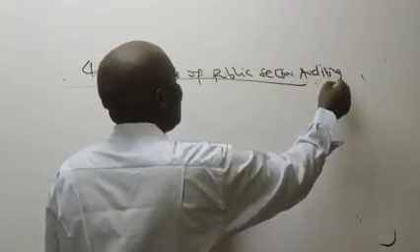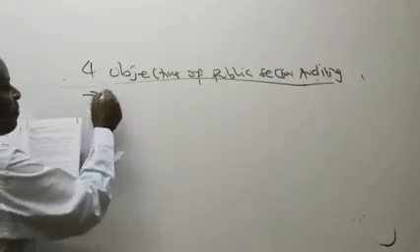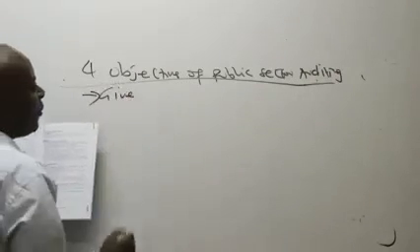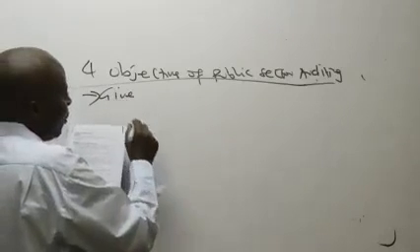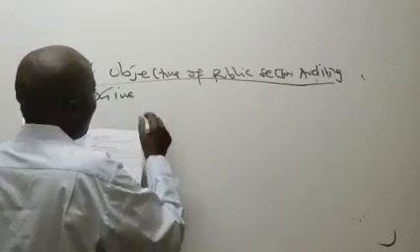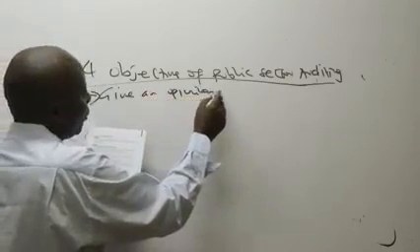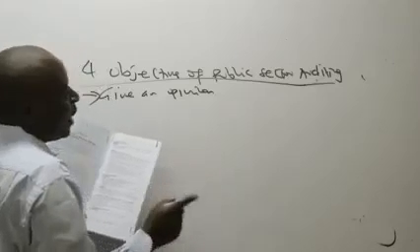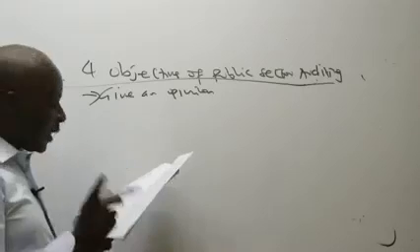So the first objective, ladies and gentlemen, of course, is to give an opinion. That's like for the profit-making entities, private entities. So in this case here, the auditor general will be able to give an opinion as to the truthfulness, fairness of the financial statements presented. That is the first objective.